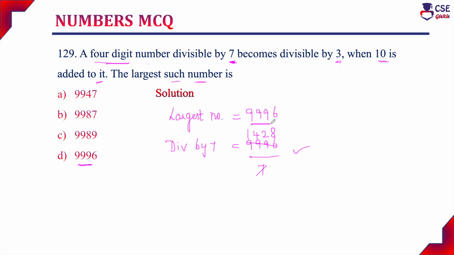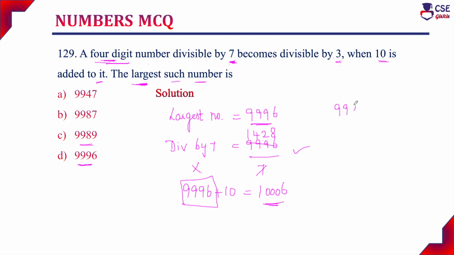When 10 is added to it, it should be divisible by 3. So 9996 plus 10 gives 10006. But they have given a 4-digit number and we need the largest such number, and this is a 5-digit number, so we cannot take this option. This is wrong. So consider the next largest number, that is 9989.